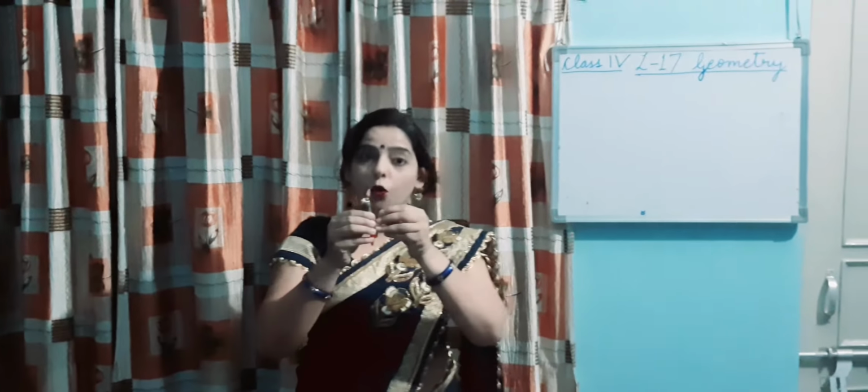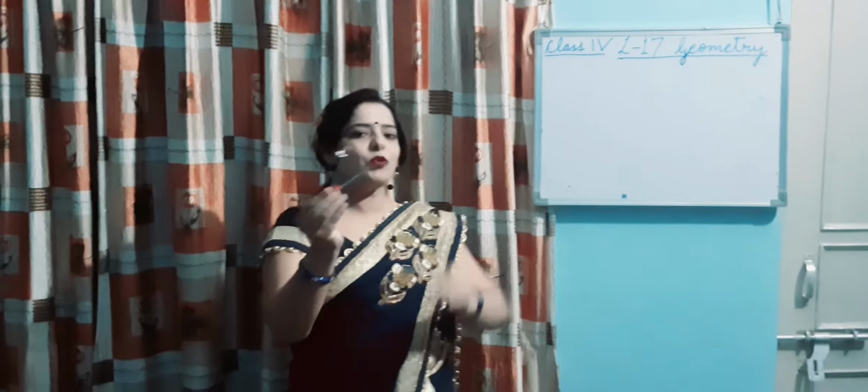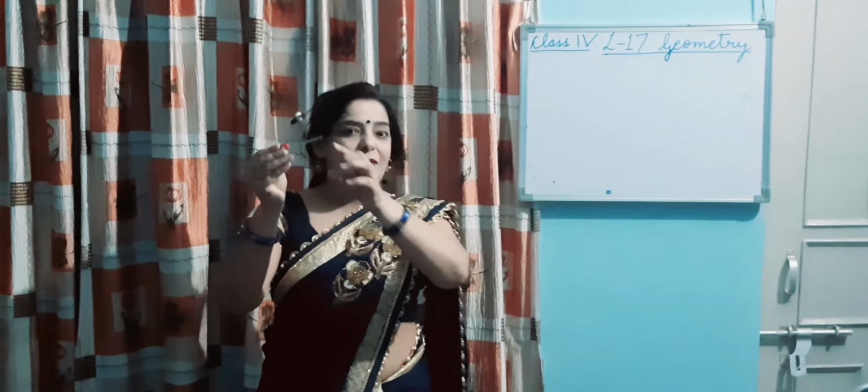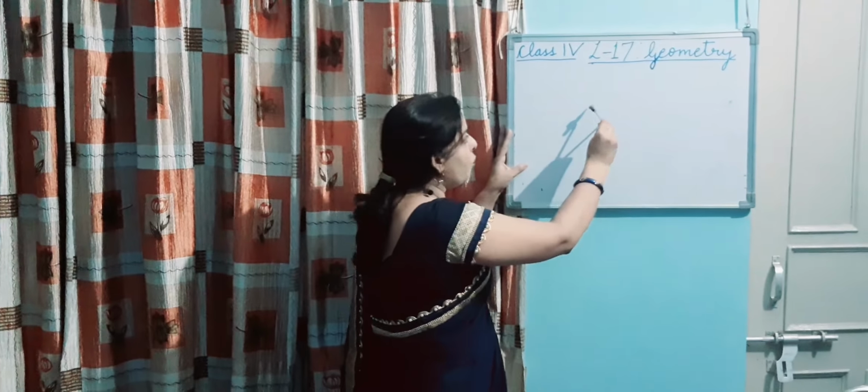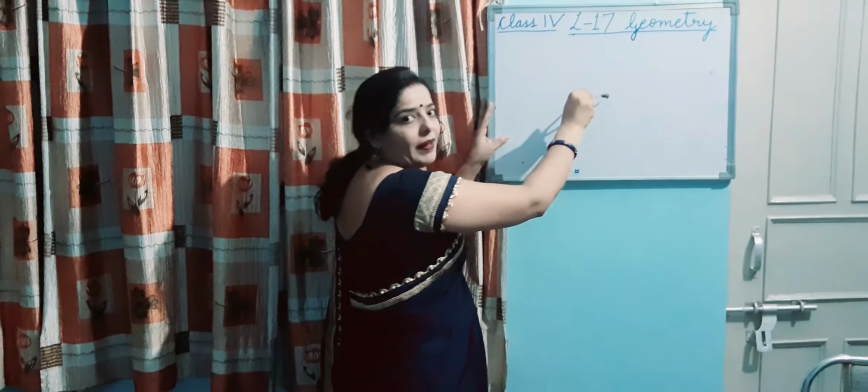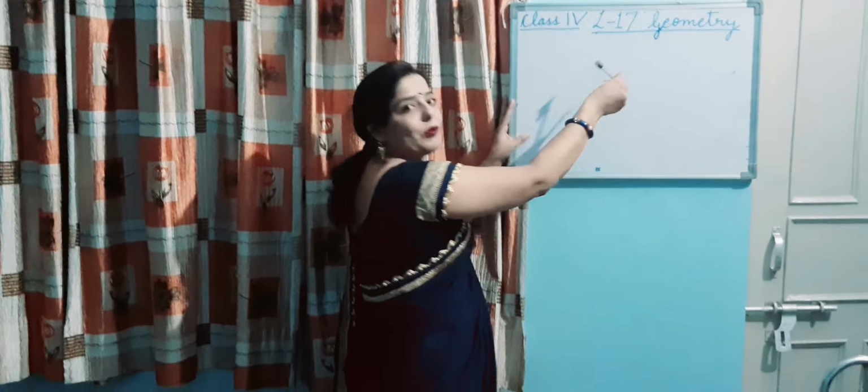After opening the compass, what you need to do? You need to fix the metal point on your base. Keep it fixed, don't move it, and rotate your pencil around it. After rotating, what will you get? You will get a circle. And there, wherever your metal tip is, that point is your center.